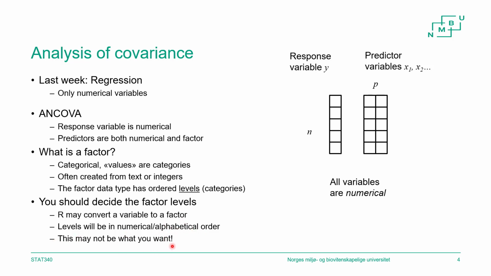This may not be what you want. You have to make sure that you decide which levels are number 1 and 2 and 3. Especially number 1 is important. We will see. I just mention this because it's something we see all the time. So predictors are both numerical and factor variables. Then we call it an ANOVA situation.